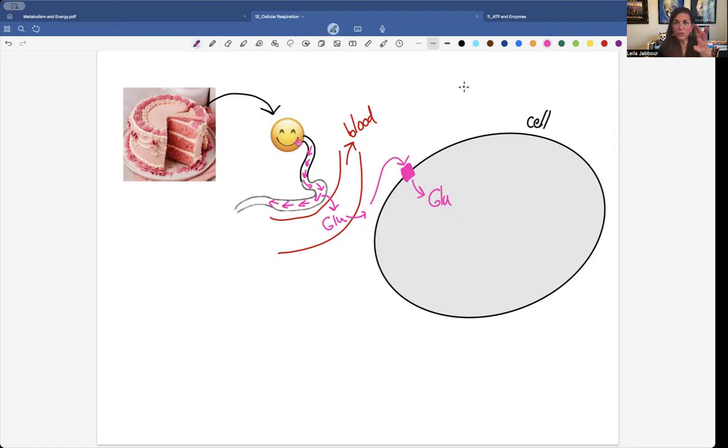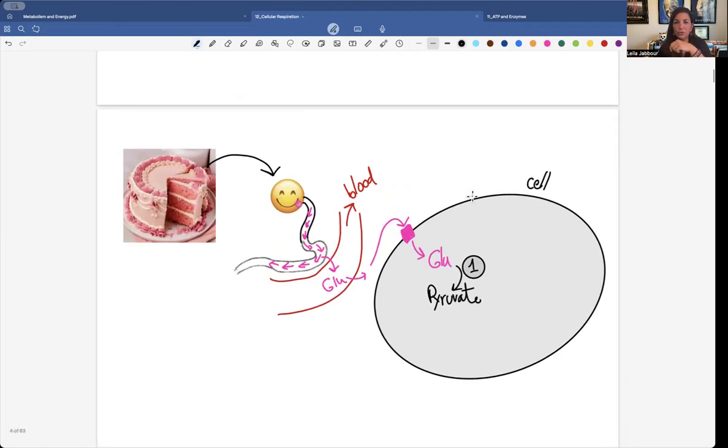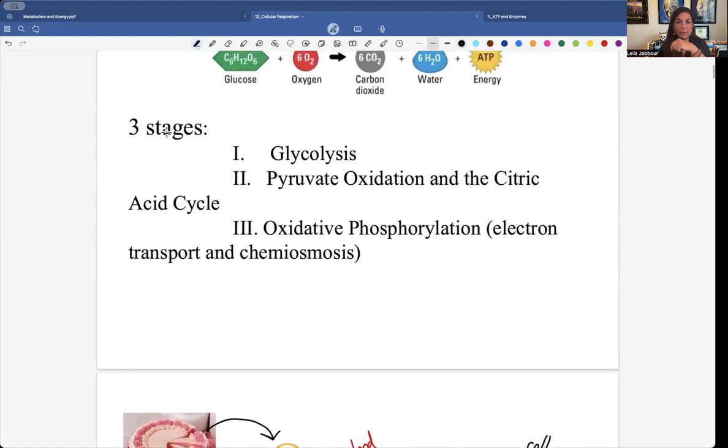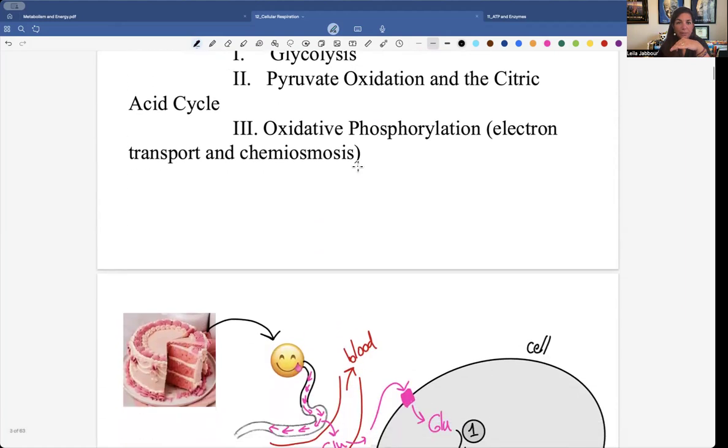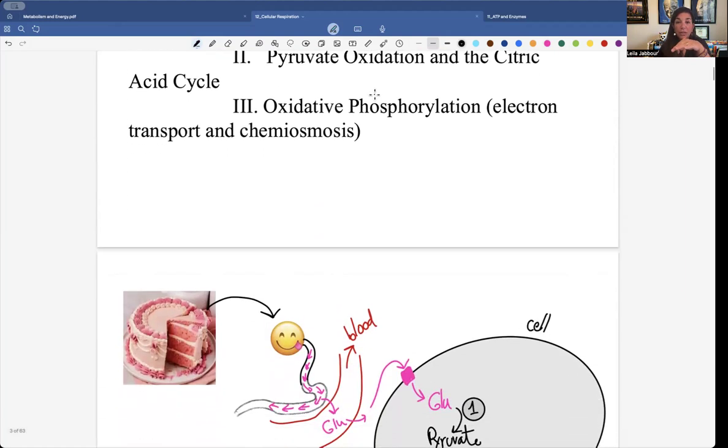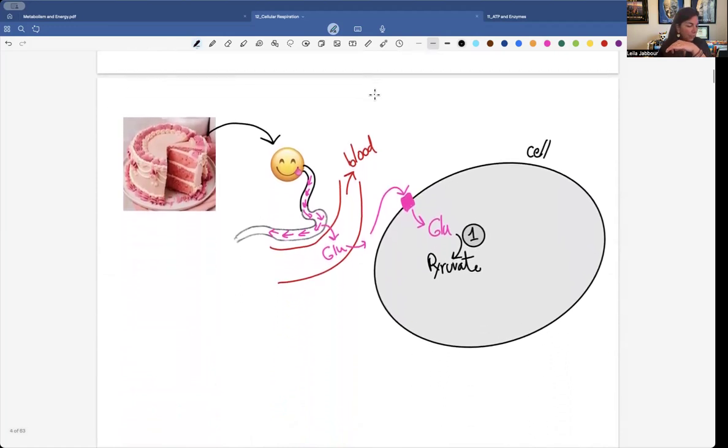It's in the cell. So the first phase is glucose turns into pyruvate. This is phase 1, which we call glycolysis. So I want to go back here. This is it. I'm talking about these three phases or stages. One is glycolysis. The second one is pyruvate oxidation and the citric acid cycle. So pyruvate oxidation takes place still here in the cytosol of the cell.